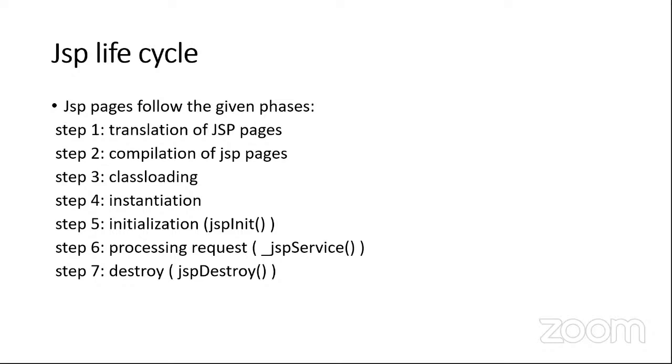Then for processing a request, the JSP service method will be called, and then we have a destroy method. Once the service of that JSP page is done, the page goes out of scope. Hope the life cycle of JSP is clear.